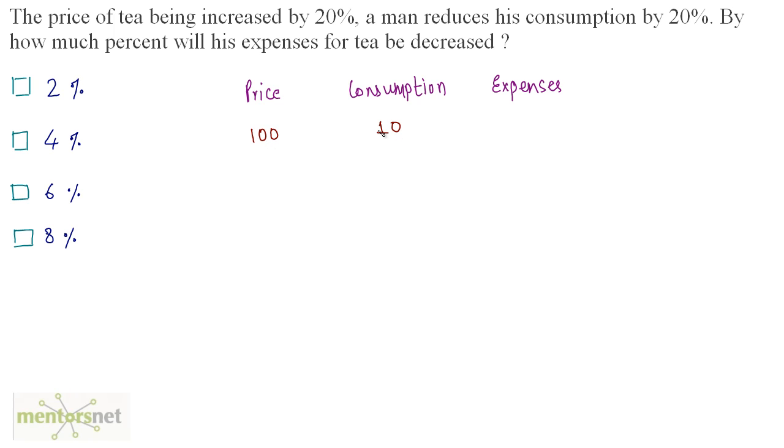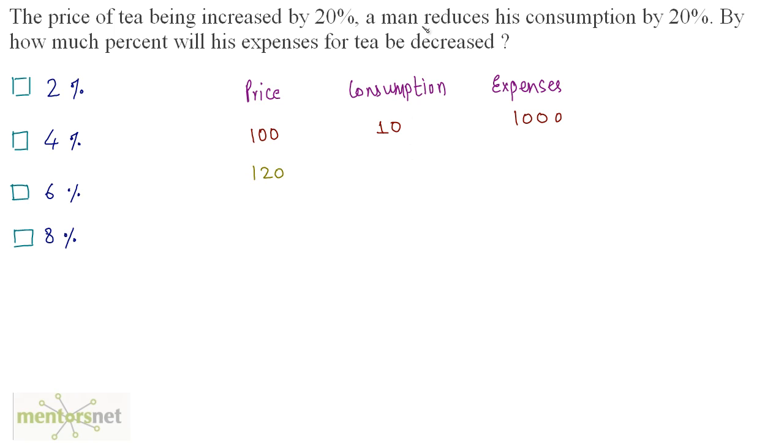So the expenses is equal to price into consumption. If a man consumes 10 kgs and the price of 1 kg is 100, his expenses will be the price times consumption, which is 1000 here. Now the price of this tea is increased by 20%. So this price, which was 100, will become 120, right?